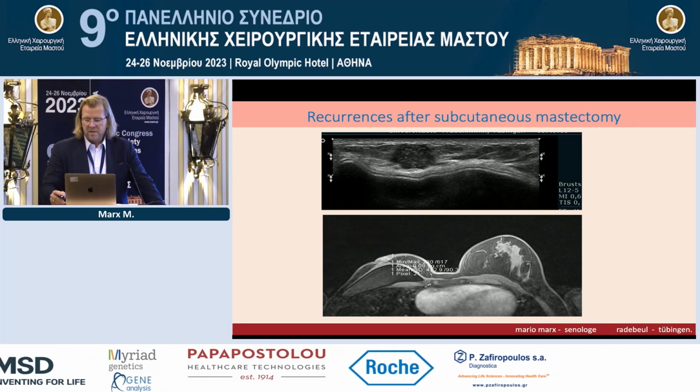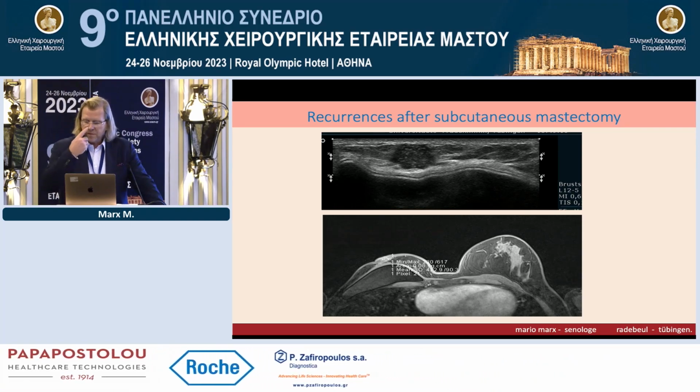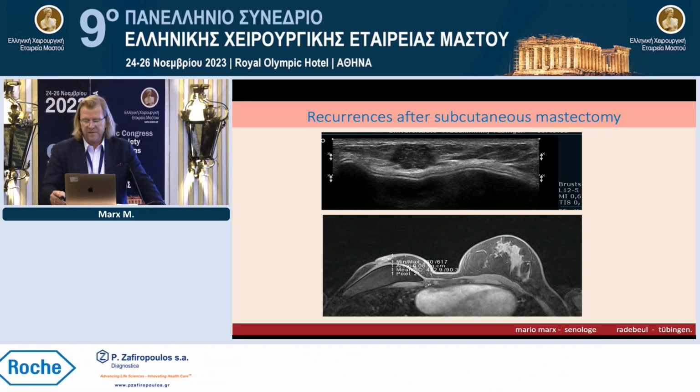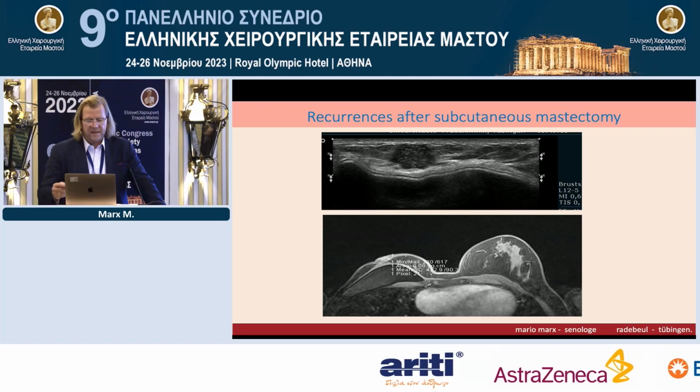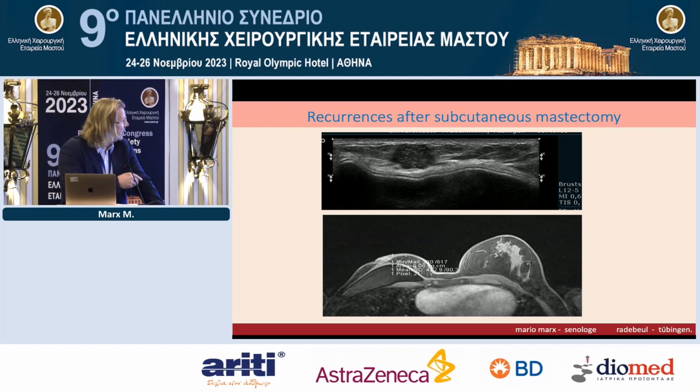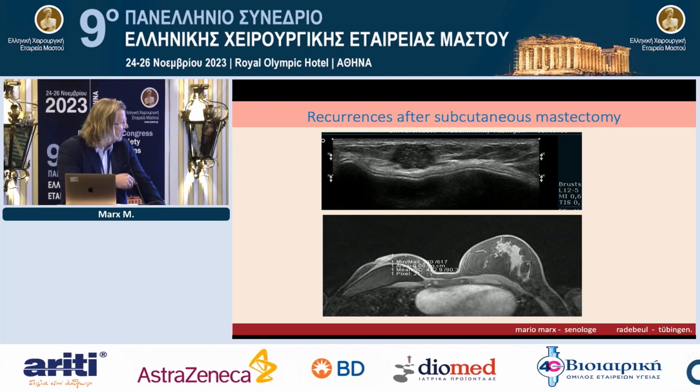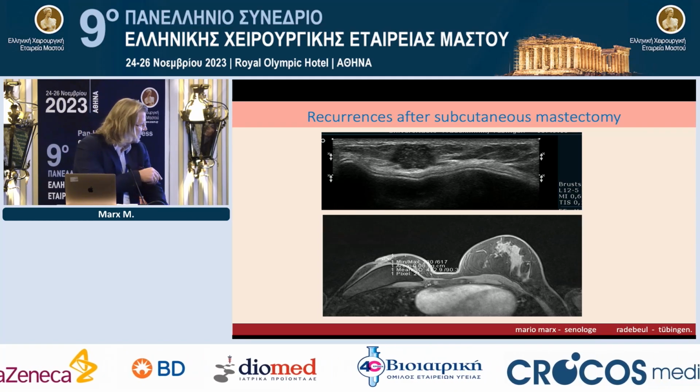These are two typical examples of recurrent disease after an insufficient resection of the gland and without focusing on the fascia of Scarpa. Fascia of Scarpa here, and with lobular recurrence.